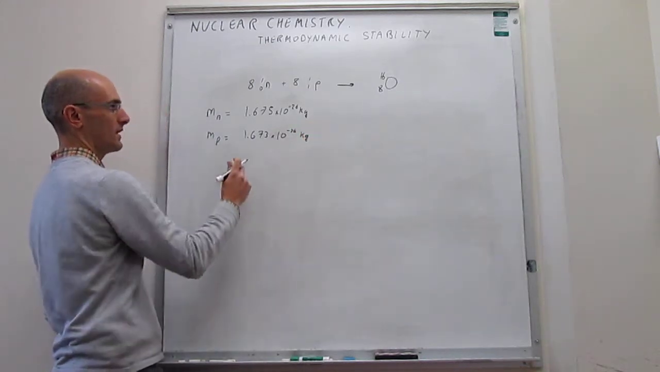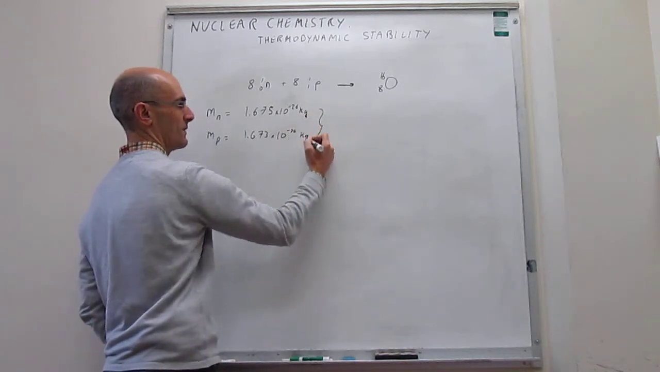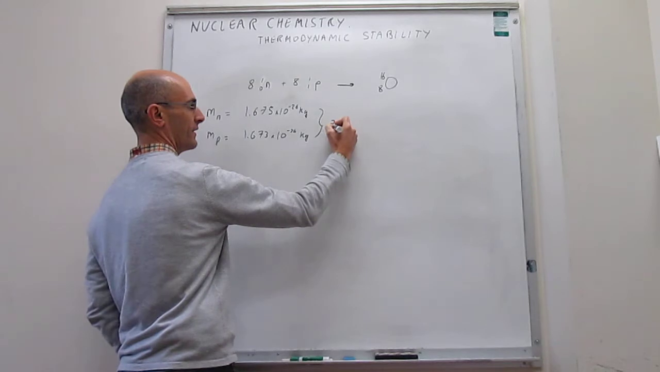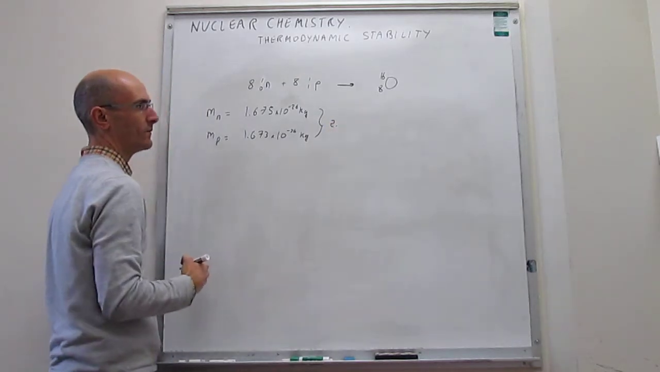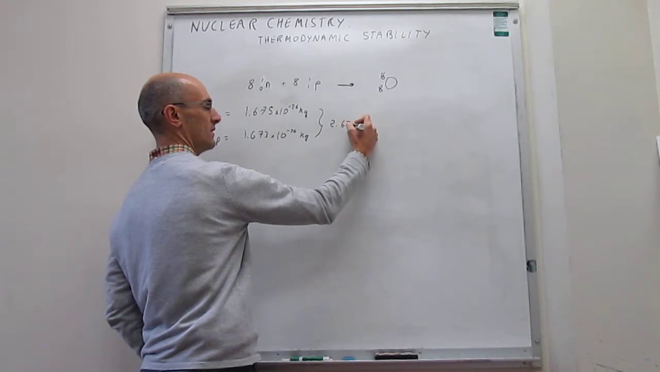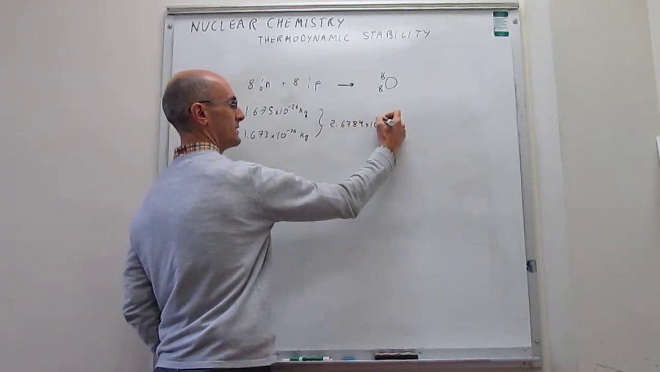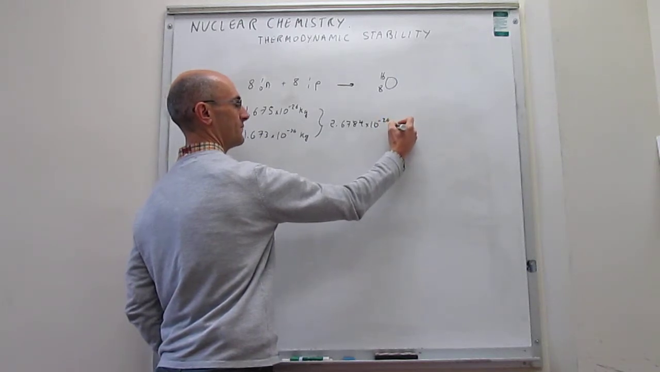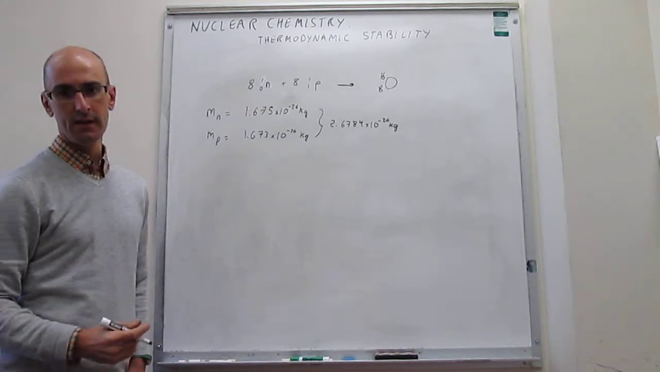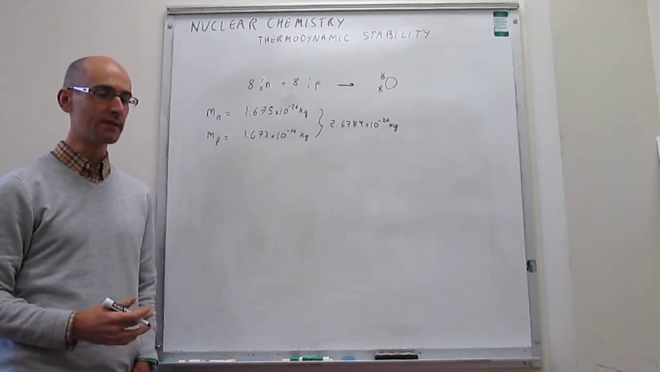We can take 8 neutrons and 8 protons, multiply those masses, and add them up. What we will find is that the mass you would expect for one atom of oxygen would be equal to 2.6784 times 10 to the minus 26 kilograms. That is what you would expect to find if mass was conserved. But as it turns out, in these processes, mass is not conserved.